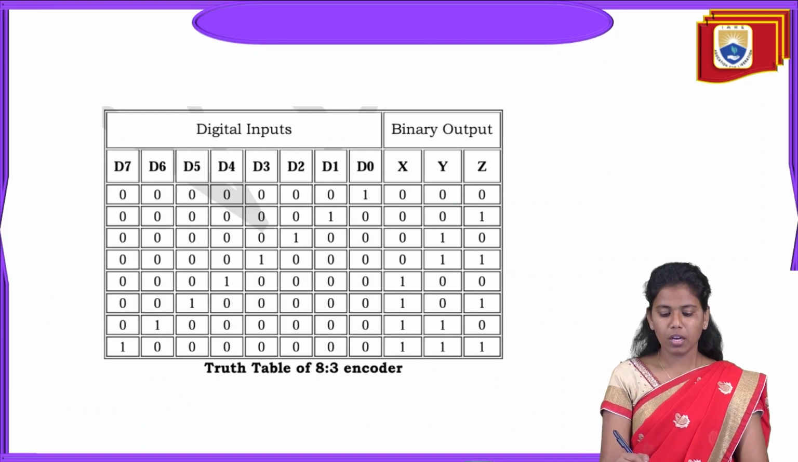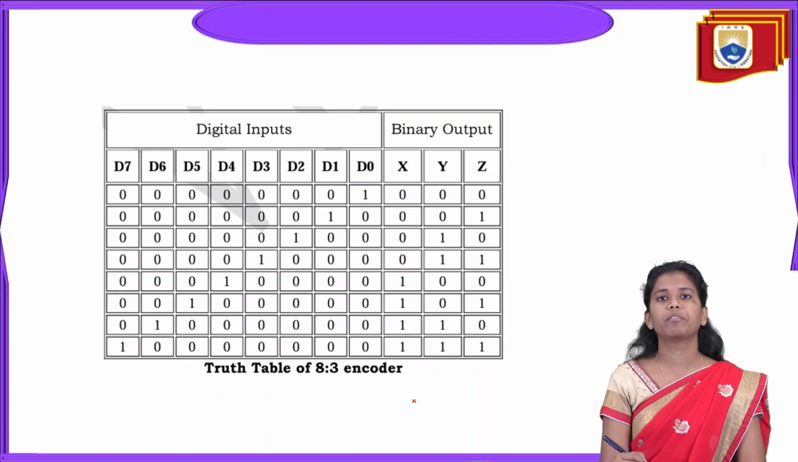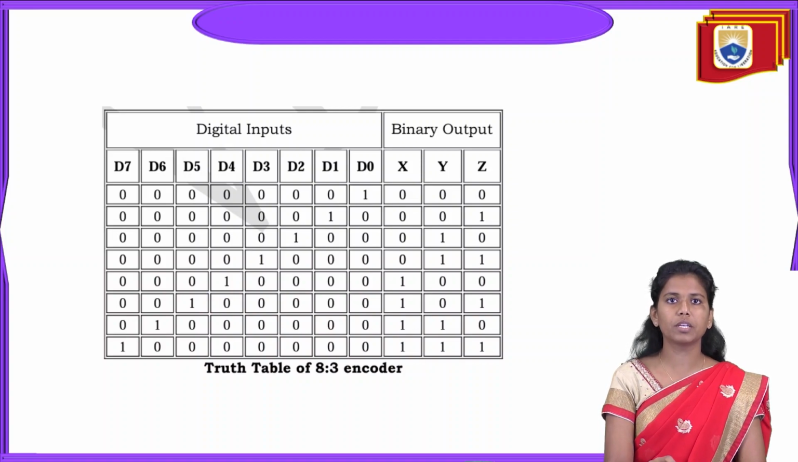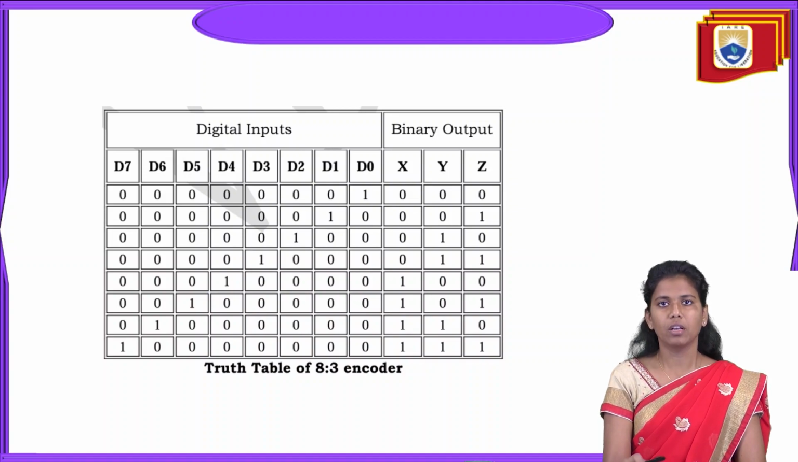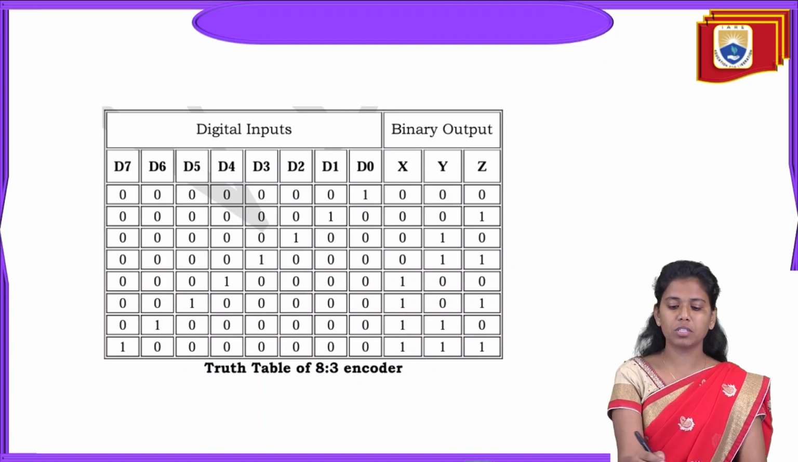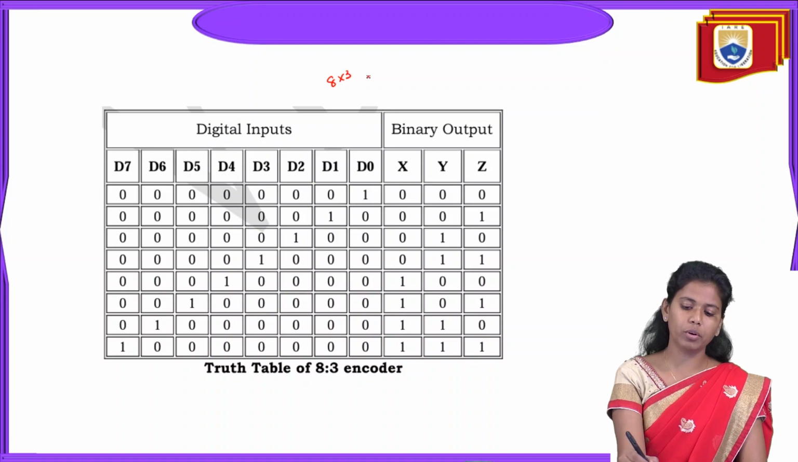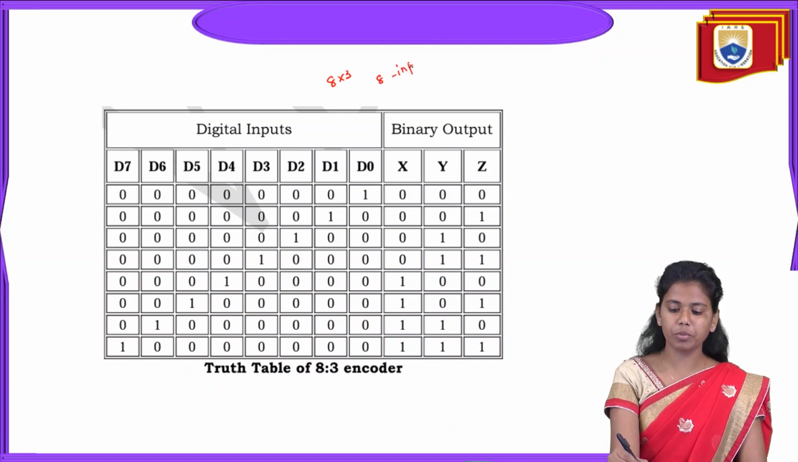And now this is a truth table. For each and every basic building block like encoders, decoders and multiplexers, we have truth tables to consider. For these truth tables, we have the digital inputs and the binary outputs as well. As it is an 8x3 encoder, I can say my inputs are 8 inputs and the outputs are 3 outputs, right?